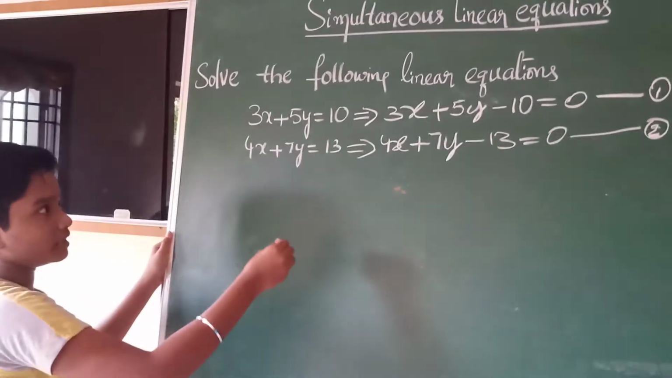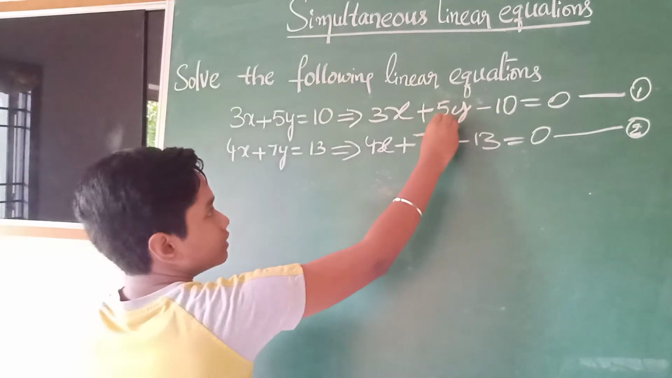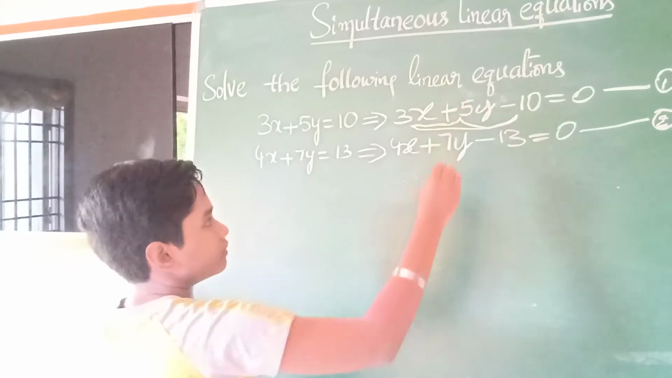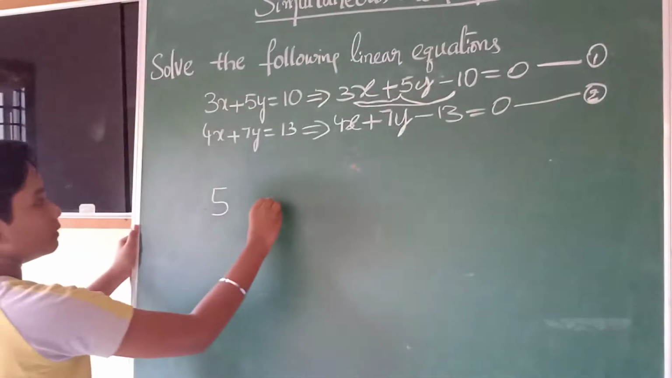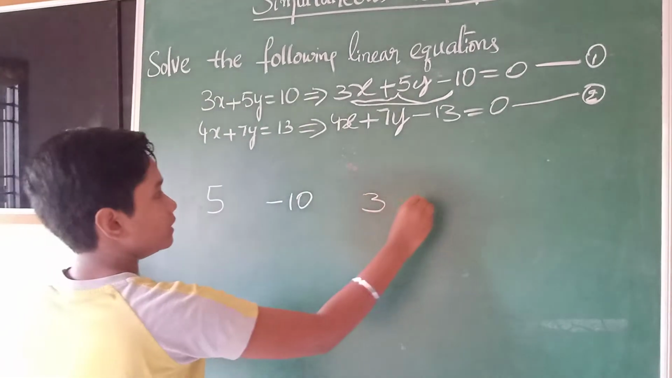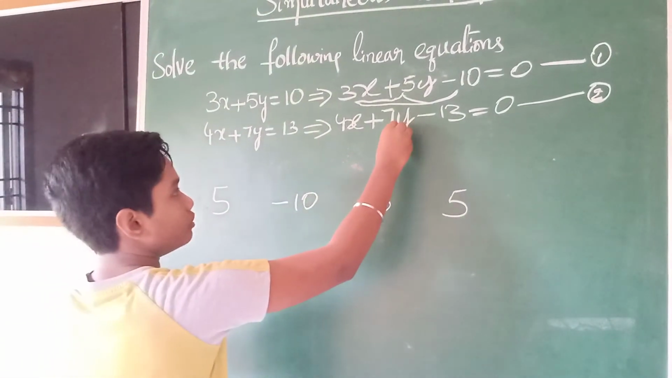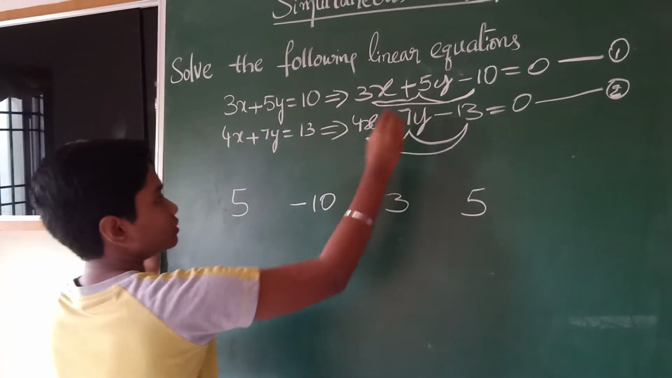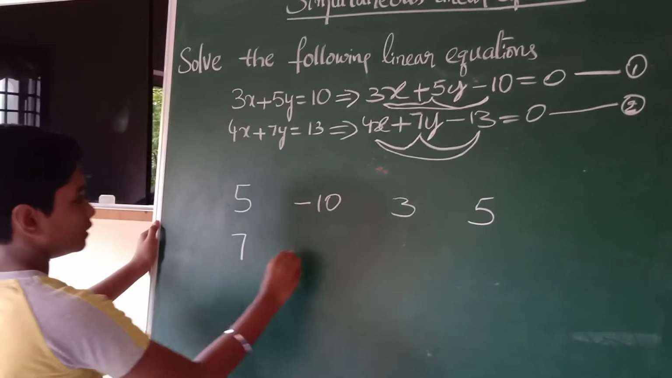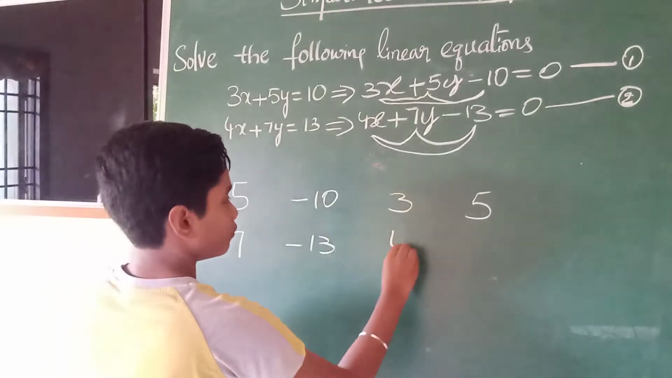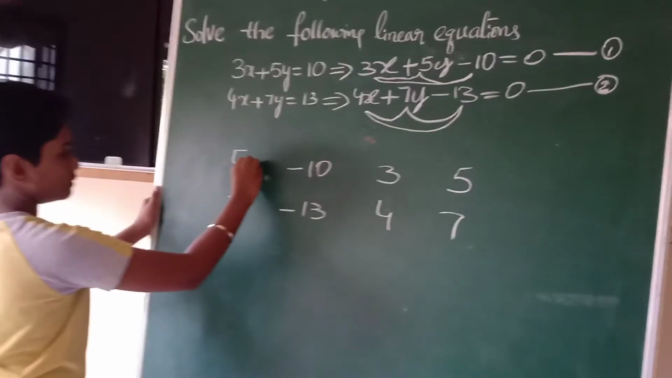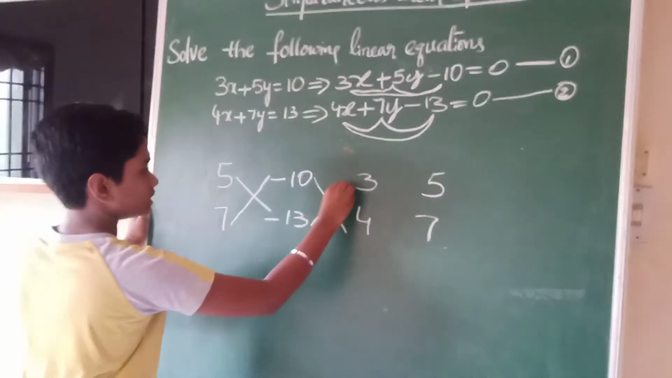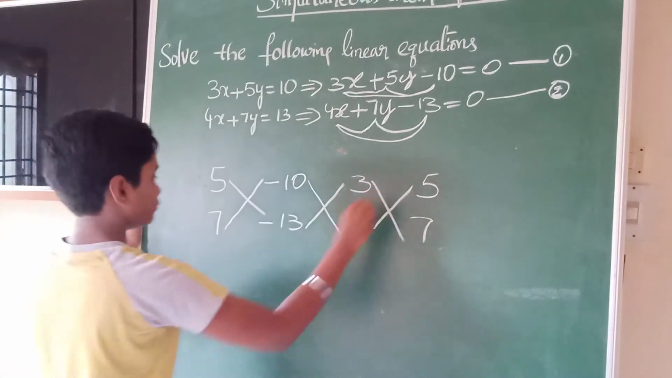By using the y-x-y method, here y coefficient is 5, constant minus 10, x coefficient 3, y coefficient 5. Next, y coefficient 7, constant minus 13, x coefficient 4, y coefficient 7. Cross multiply these. 5 into minus 13, 7 into minus 10, minus 10 into 4, minus 13 into 3, 3 into 7, 4 into 5.